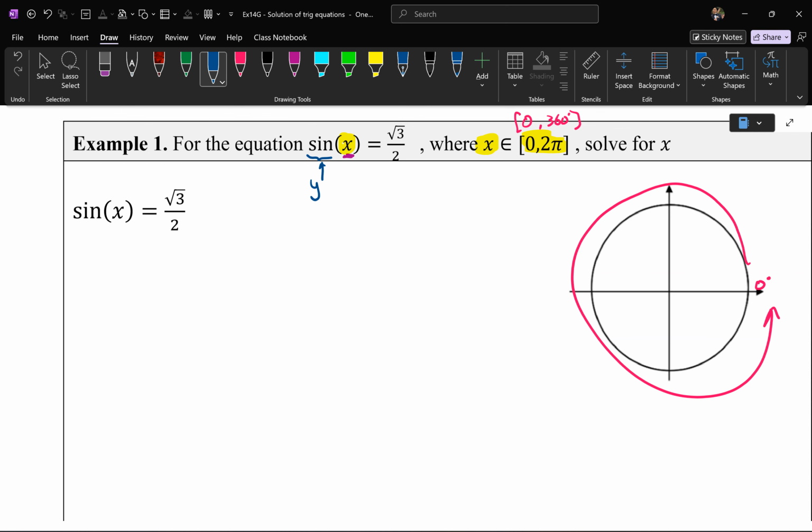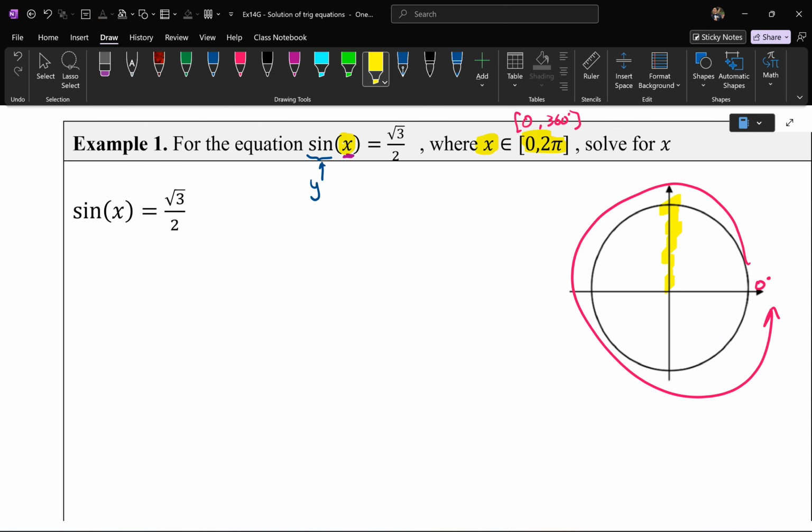Now forget about the root 3 on 2. Don't worry about the number. Just think about the sign. I'm saying when is it positive? Looking at just this, which quadrants will I have a Y value that's going to be positive? 1 and 2. These are the only two. This is where Y is positive. The Y axis is positive only here.